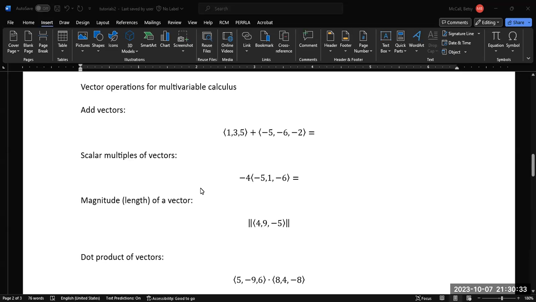So in this video, we're going to look at some basic operations on vectors that are useful for multivariable calculus. Now, I should note some notational things.